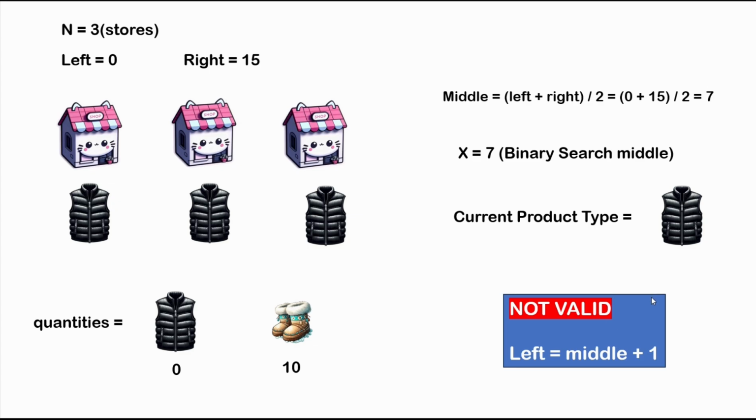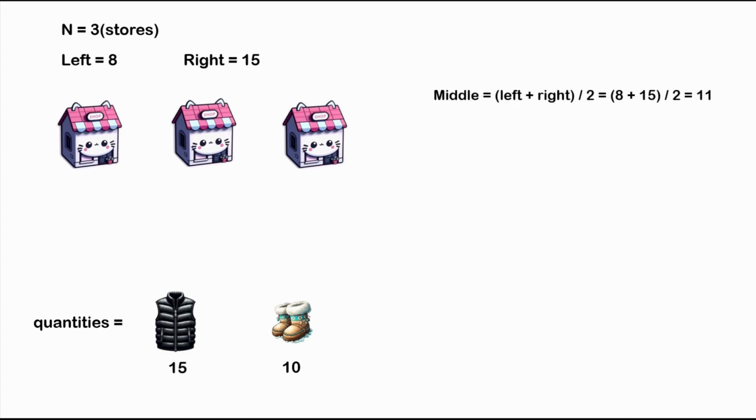Since x equals 7 didn't work, we know we can't use values less than or equal to 7. So update left equals middle plus 1, which is 8. Right remains 15 because we haven't ruled out higher values yet. Calculate the new midpoint. Middle equals 11. Now let's check if x equals 11 works.